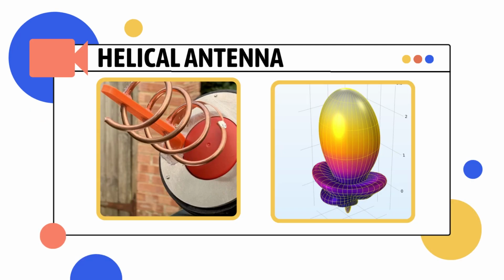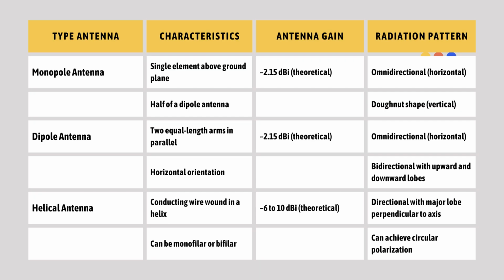Here is the helical antenna. A helical antenna is a specialized antenna with a helix-shaped structure often used in satellite communication and high frequency applications. As you can see, here is the table of comparison of antennas. The gains mentioned in the table are theoretical and can vary based on specific design parameters and implementation factors. The radiation patterns are simplified representations and can be affected by real world conditions and antenna configurations.